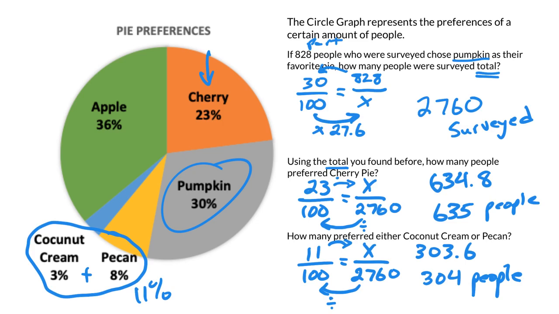You just have to think about the context of your situation and make sure that you're okay with how those numbers come out.